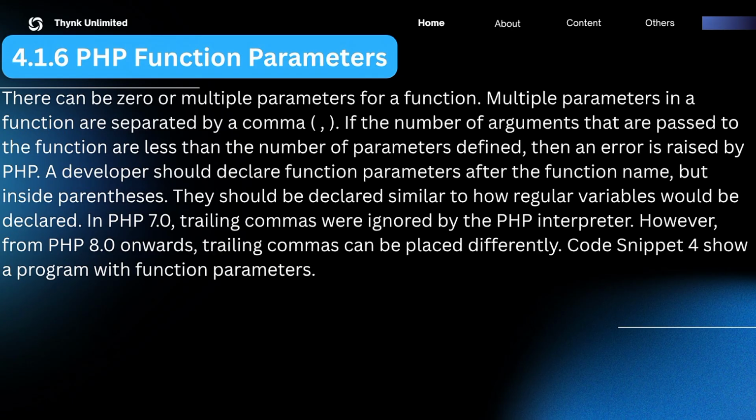PHP function parameters are a key part of writing flexible and organized code. They allow data to flow into functions, helping developers reuse the same block of code for multiple tasks. Whether you're passing one value or several, using parameters correctly ensures your PHP functions run smoothly and efficiently.